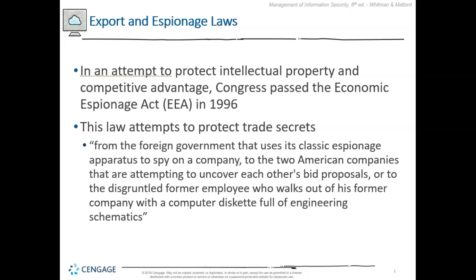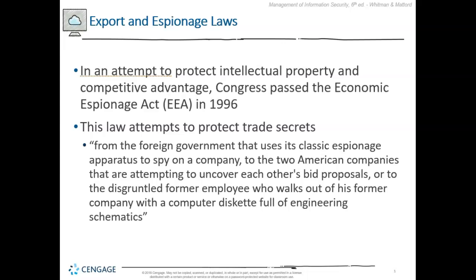Let's continue with the laws by looking at some of the export and espionage laws. The EEA, or the Economic Espionage Act, was passed in 1996 to protect companies from foreign governments using their spy apparatus to garner access to trade secrets.